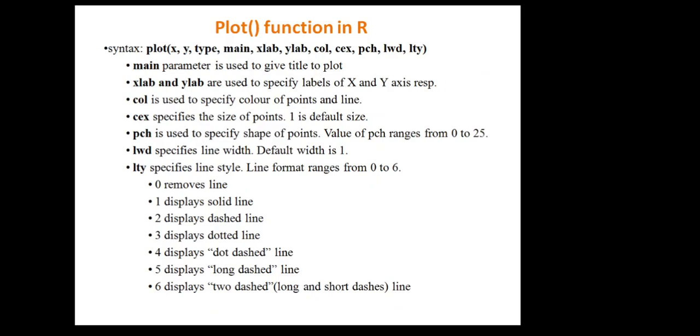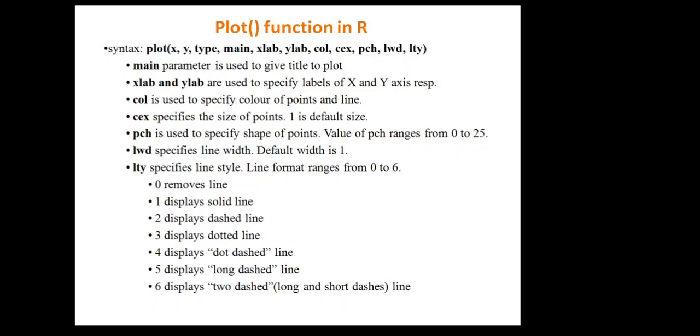The next parameter is main. The main parameter is used to give the title to our graph. xlab and ylab, these two parameters are used to specify the names of the x-axis and y-axis respectively. Whenever we plot any graph, we always plot the graph against x and y axes. So to give the titles of the x axis and y axis, we have two parameters, xlab and ylab.